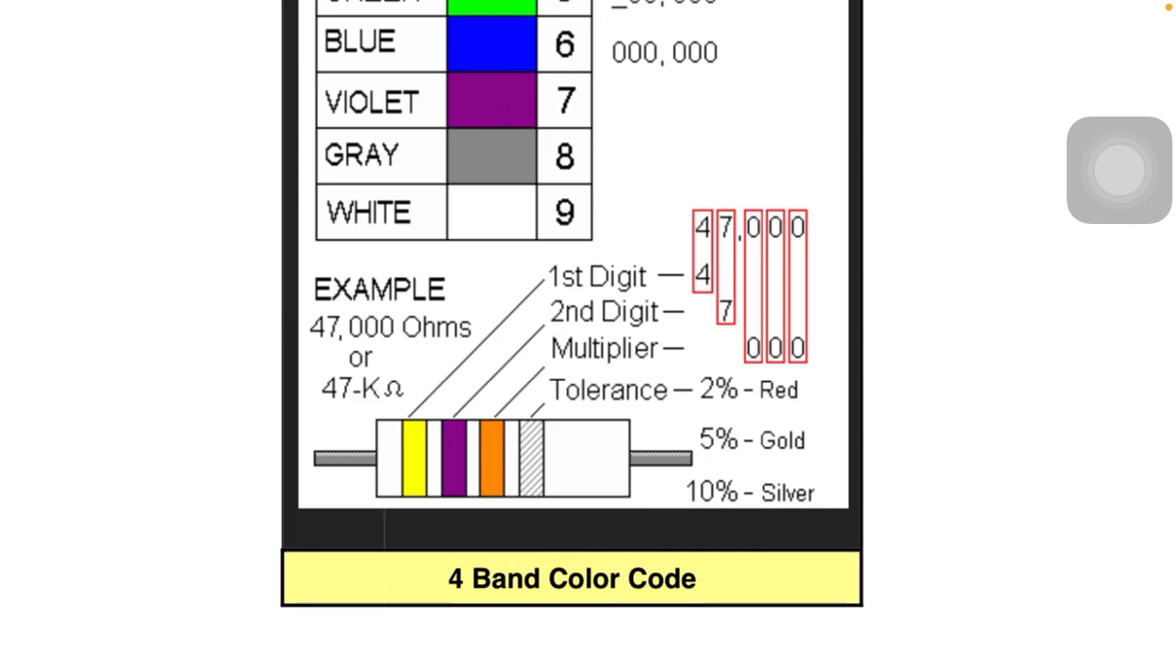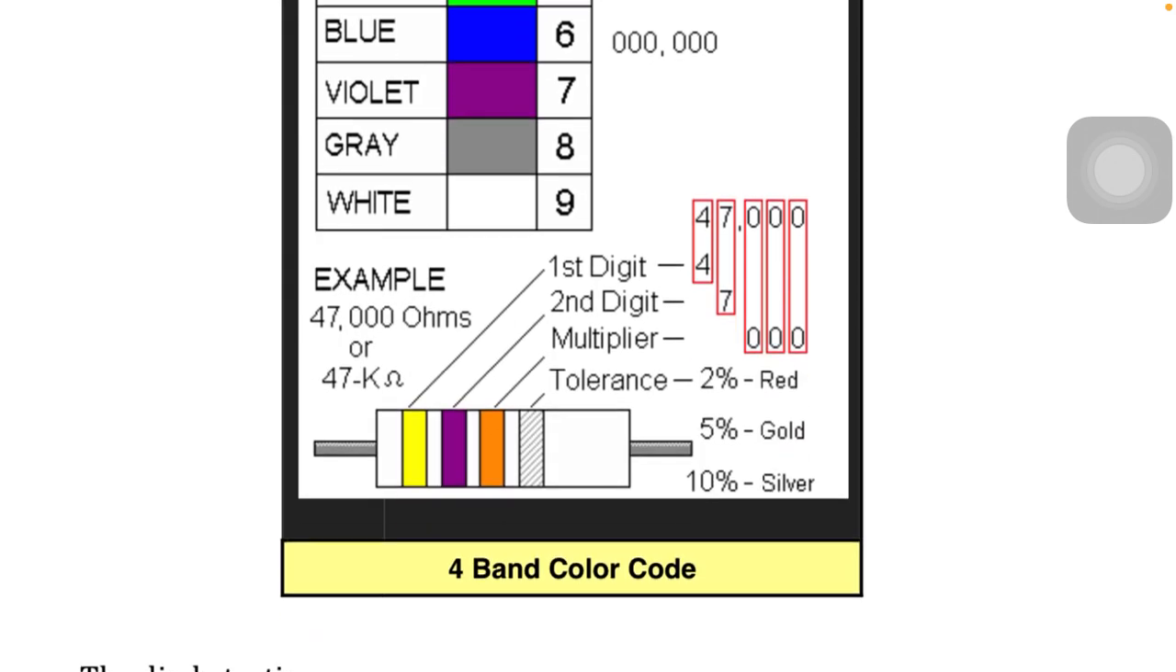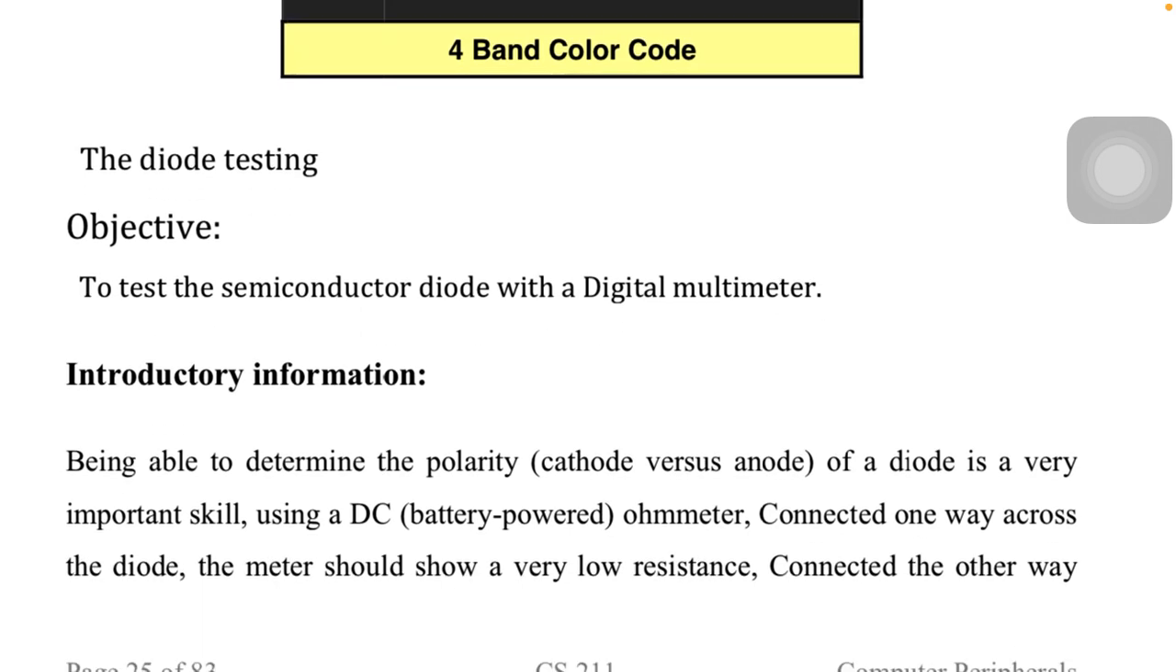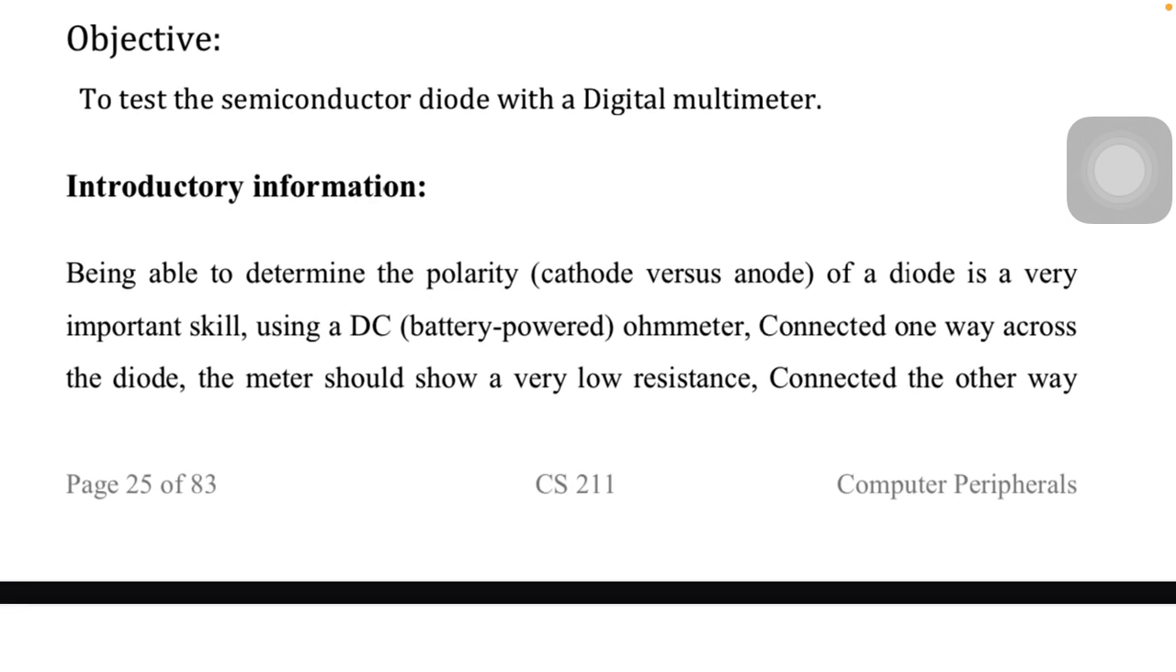Alright? So, tolerance. I'm saying silver. Is there anything like silver here? Okay, tolerance 2% is red, 5% is gold, 10% silver. This 8%. Alright. So that's that.